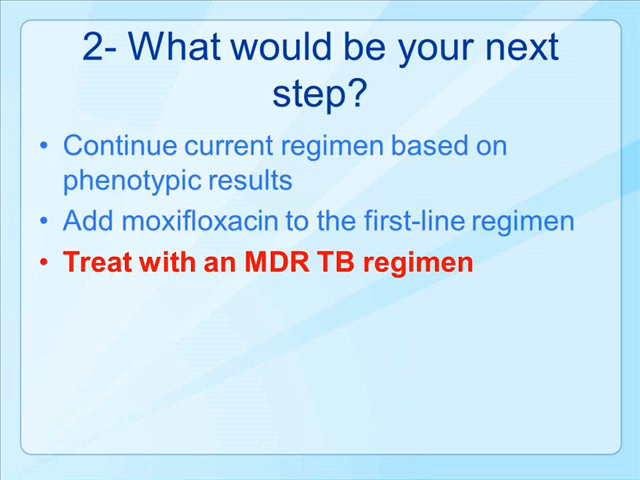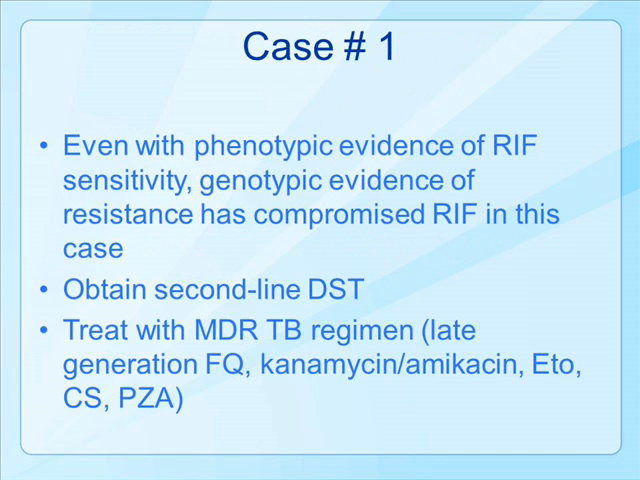Well, I guess most of you could be consultants at one of our regional training and medical consultation centers because that's exactly what the recommendation was. So the consultants at the Regional Training and Medical Consultation Center noted that even with phenotypic evidence of rifampin susceptibility, there's genotypic evidence. In other words, a mutation was found showing resistance to rifampin. So rifampin is likely compromised in this case. The consultant also said that he would obtain second-line drug susceptibility testing right away and treat with an empiric MDR-TB regimen based on these results.